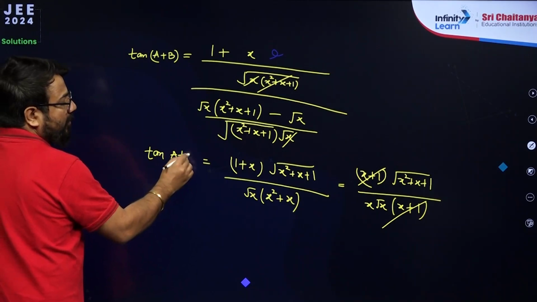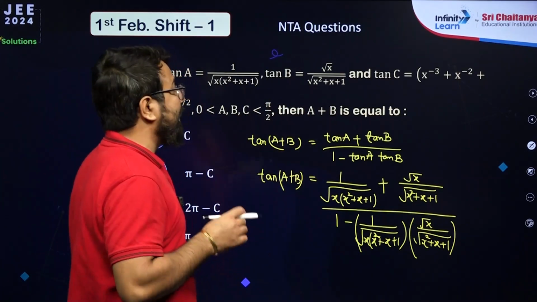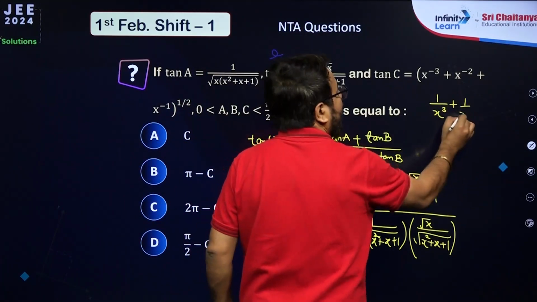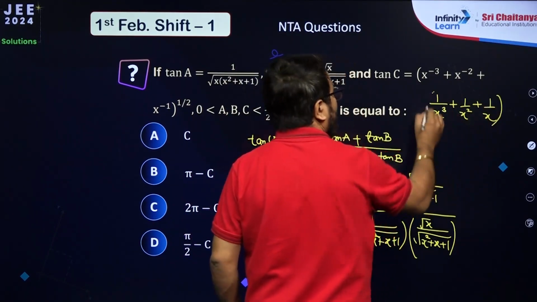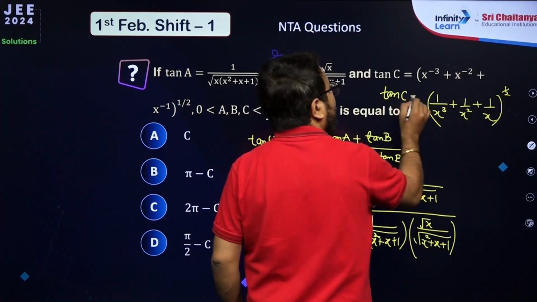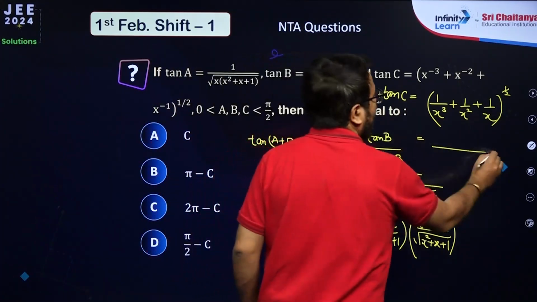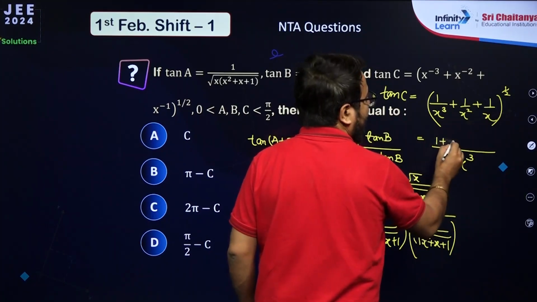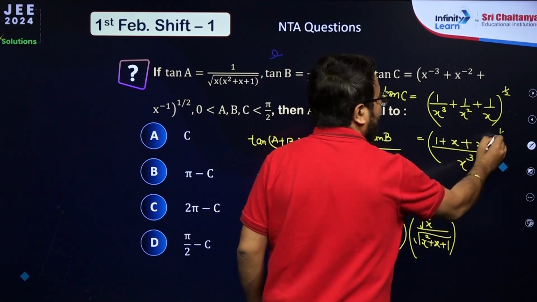Now we need to see tan C in this question. The value of tan C is being given to us: x raised to the power minus 3, that is 1 upon x cube, x raised to the power minus 2, that is 1 upon x square, x raised to the power minus 1, that is 1 upon x, and with the power half. This is given to us as the value for tan C. What I will do here is take the LCM as x cube. If I take x cube as LCM, here I will have 1, here I will have x, here I will have x square, and this whole is taken to the power half.